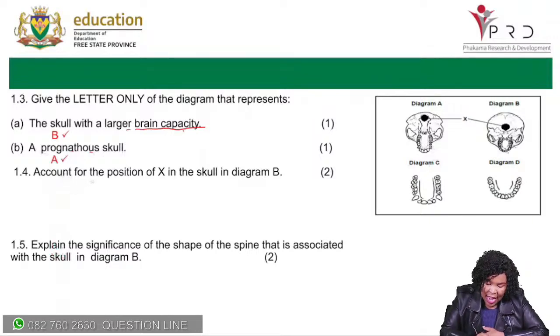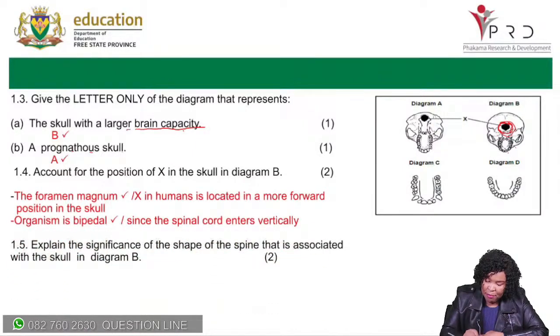Then account for the position of X in the skull in diagram B. So X, what is the meaning of the position of the foramen magnum here? The foramen magnum, or X, in the human is located in a more forward position in the skull. Then it means this organism is bipedal, since the spinal cord enters vertically. So this means it provides for bipedalism.